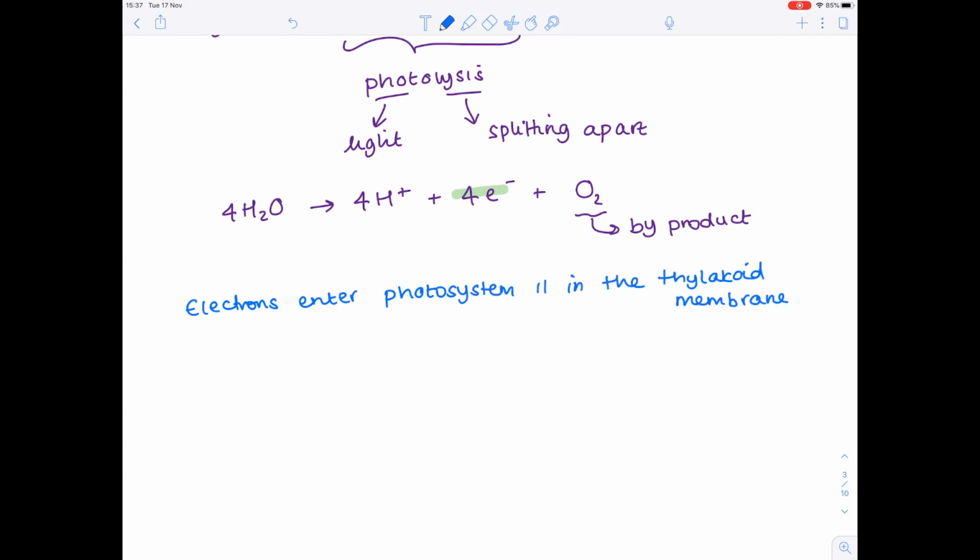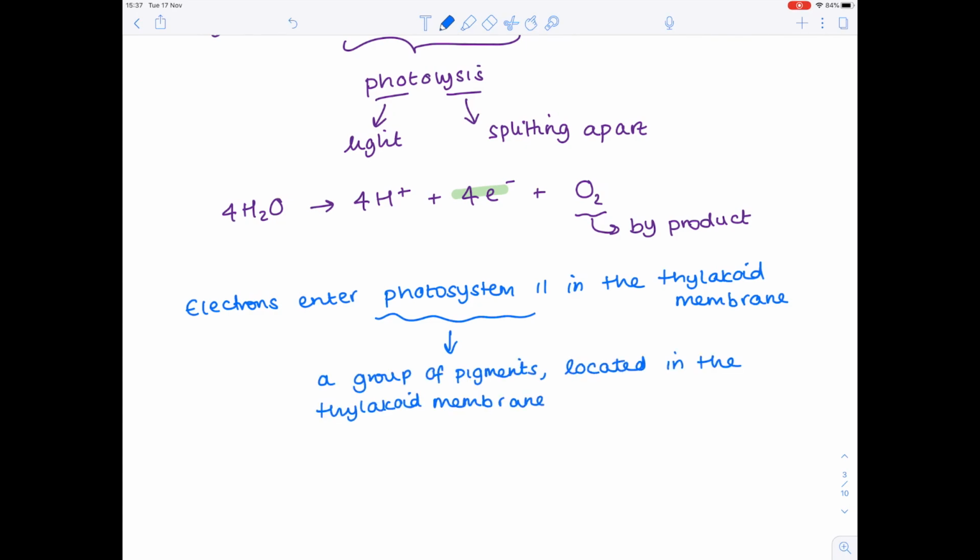And at this point I'm sure you're wondering, what is photosystem 2? It makes sense first of all to state that a photosystem is a group of pigments located in the thylakoid membrane. The most important of those pigments is chlorophyll A, and chlorophyll, I'm sure you've heard of before, is a very important pigment involved in photosynthesis.